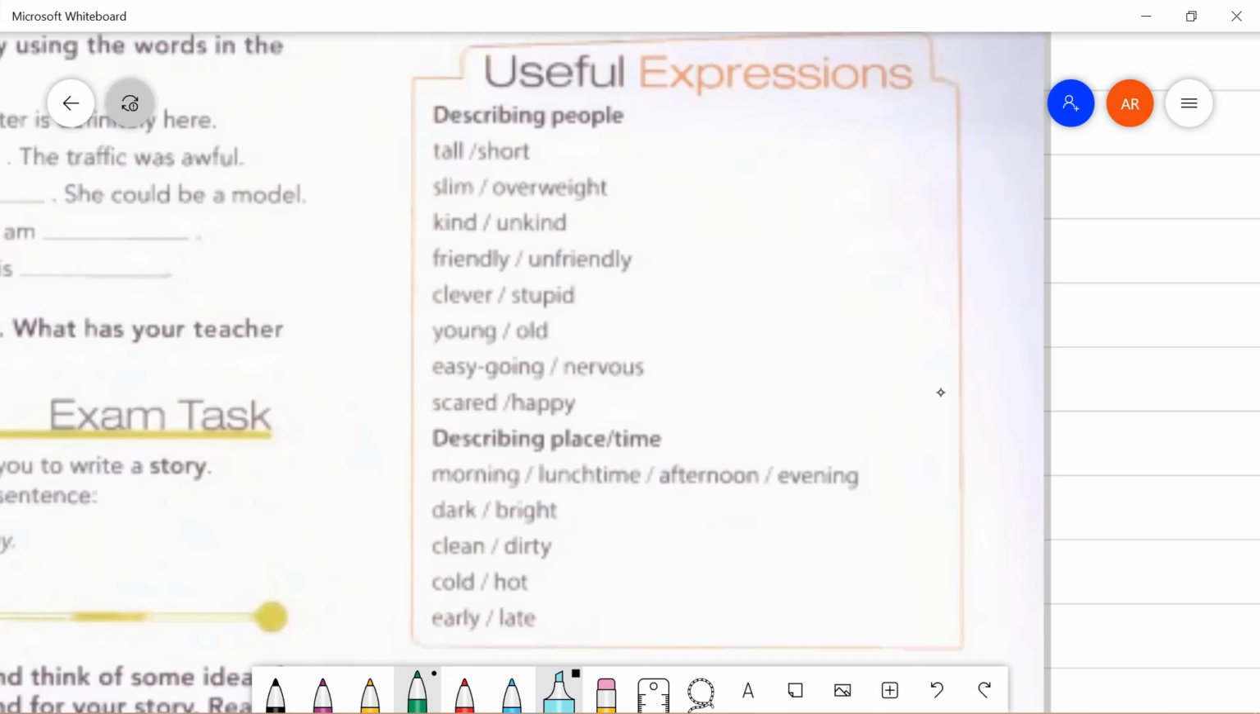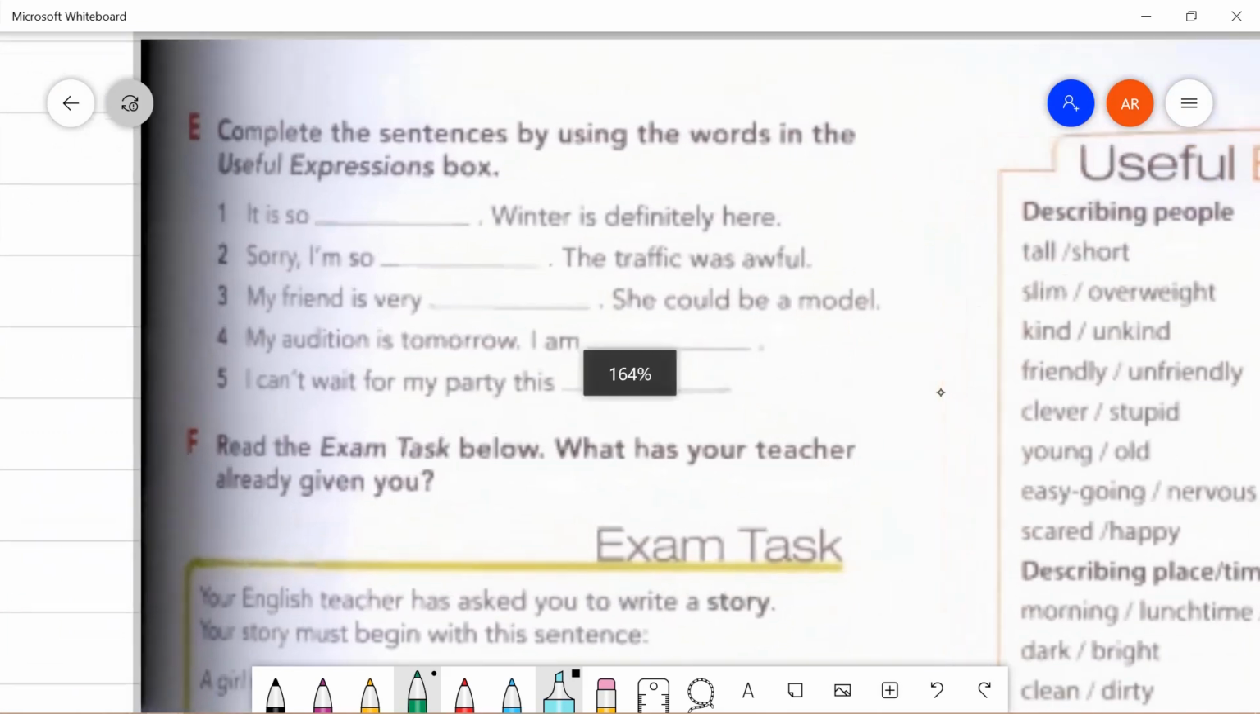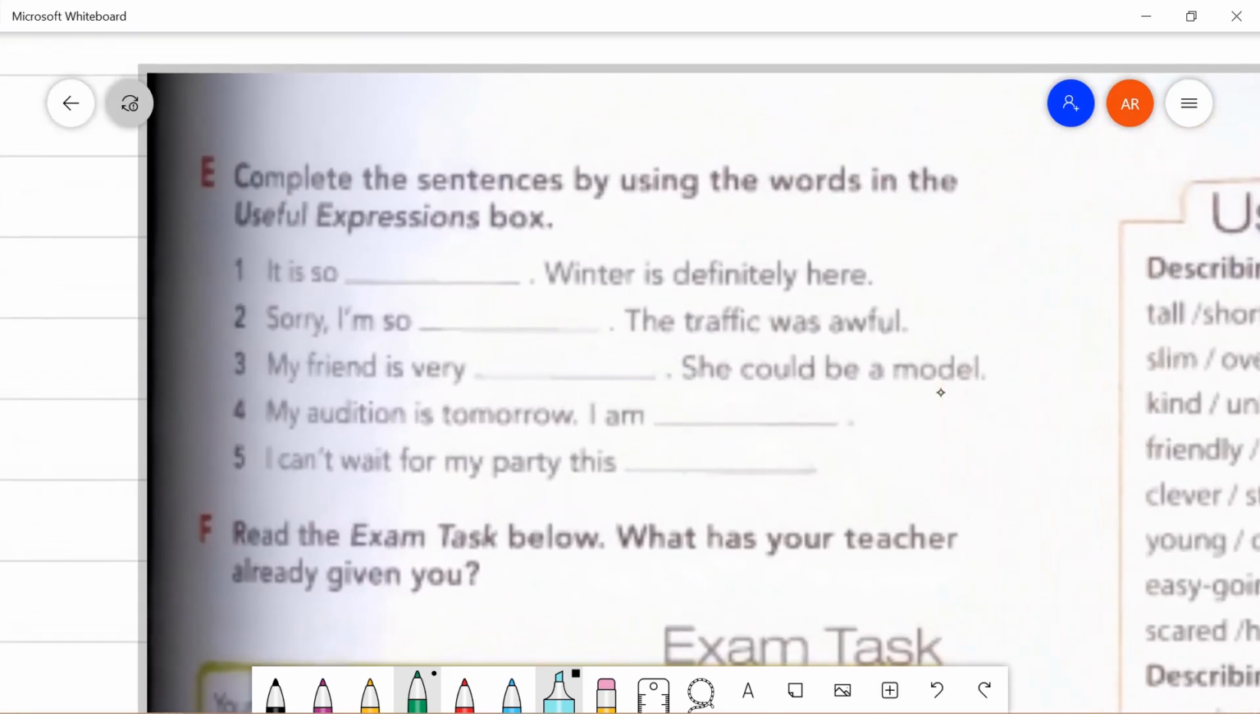Easygoing here means it is easy for a person to mingle with other people instead of being nervous. The opposite of easygoing is nervous. Nervous here means you're not really comfortable mixing with other people, especially when meeting other people for the first time.